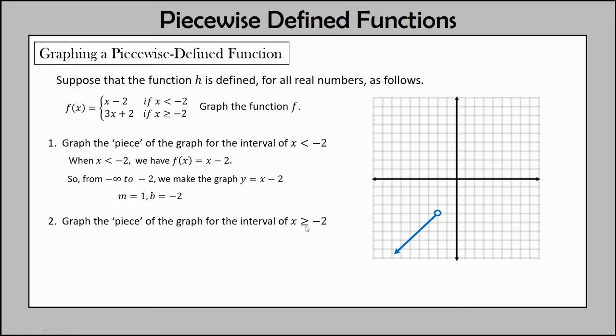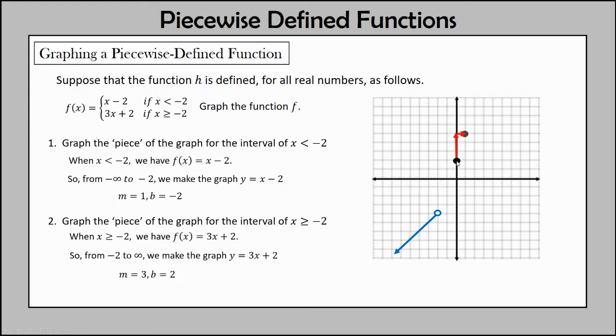So the second piece of this is for all values greater than or equal to -2. So when x is greater than or equal to -2, now we're going to follow this rule: f of x equals 3x plus 2. So from -2 all the way out to infinity, we're going to make the graph y equals 3x plus 2. All right. So what do we know about this graph? Well, we know it's got a slope of 3 and a y-intercept at 2. That's going to let me make it. So we'll go up here, and the y-intercept is at 2. The slope is 3, so that's a rise of 3 and a run of 1. Right. That takes me to another point, and then connect those points.